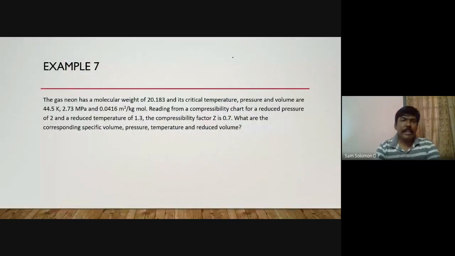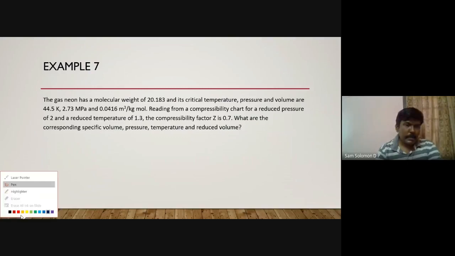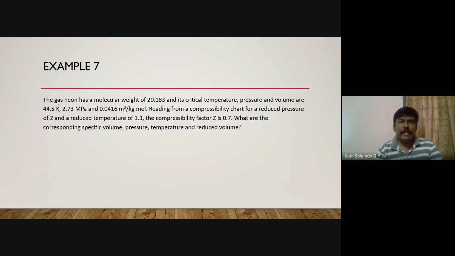One example we can take. This example is taken from PK Nag. They have said that the gas neon has a molecular weight of 20.183. They have given the critical temperature, pressure, and volume. So this is TC, PC, and VC.